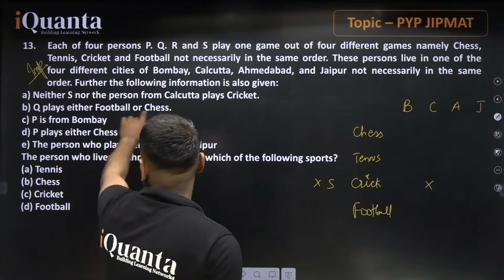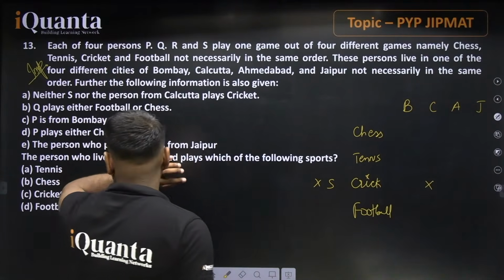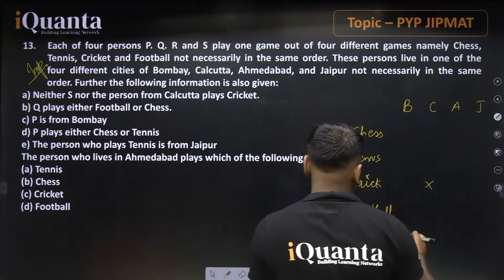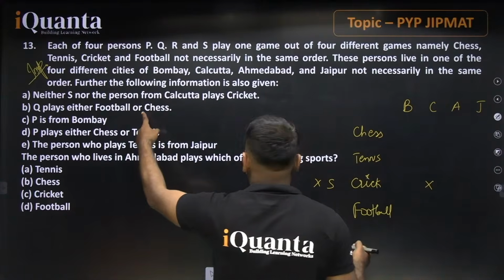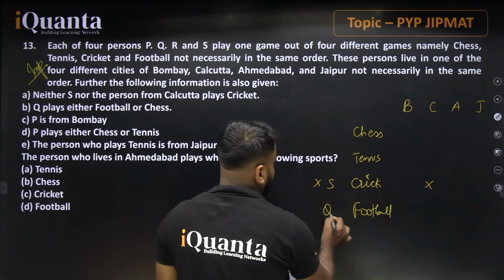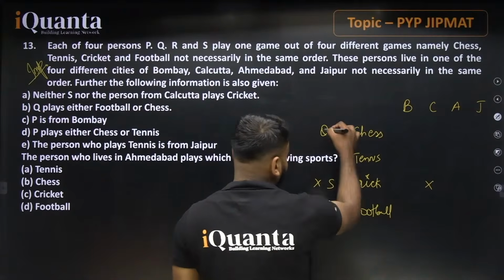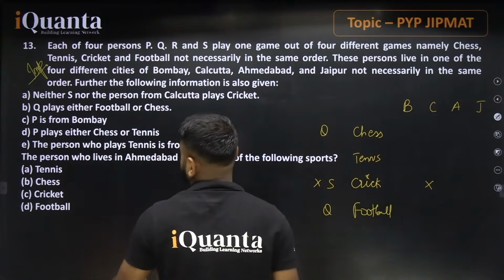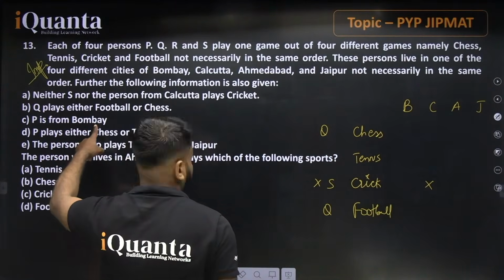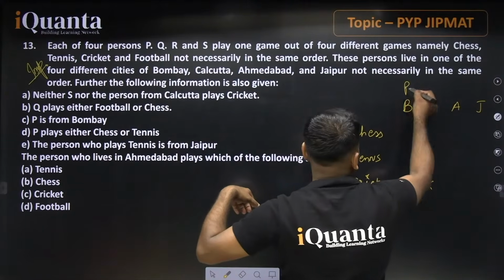Now, the next statement: Q plays either football or chess. So here we have 2 options for Q, either football or chess. Further it says that P is from Bombay, right? P is from Bombay.